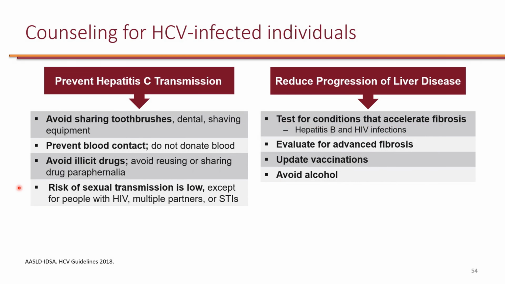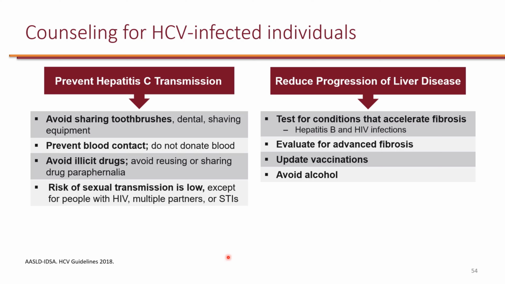These are the things that we can tell patients in order to prevent hepatitis C transmission. It's important to let them know that they should avoid sharing toothbrushes and dental shaving equipment. They should not donate blood while they have hepatitis C infection, and they should avoid illicit drugs. Now, in general, the risk of sexual transmission is low, except in patients who have sexually transmitted infections or HIV, as well as patients with multiple partners.